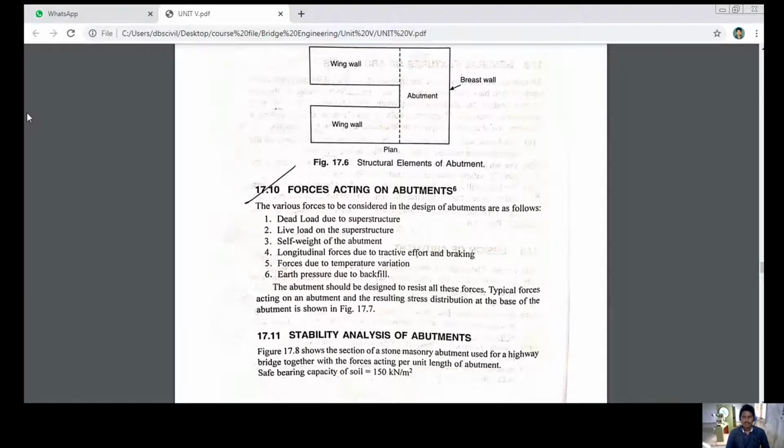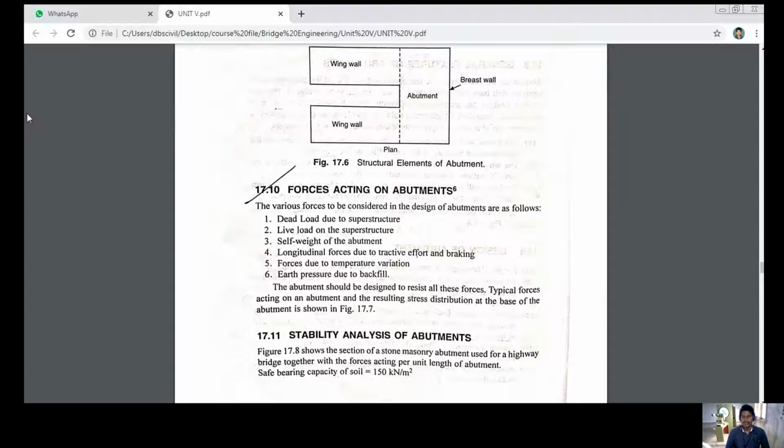Next, longitudinal forces due to tractive effect and braking. What is meant by longitudinal forces due to tractive effect and braking was discussed in the earlier session while we studied piers. The force that comes from the tractive effect, when we brake any vehicle, acts as longitudinal force through the abutments.